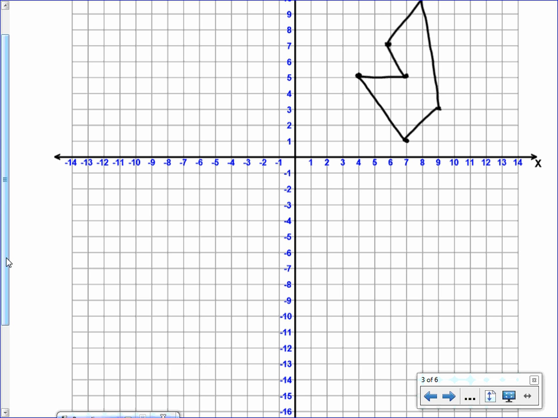Okay, so if our first point is 4, -5, we go over 4, down 5. We have to find that negative. If we put it at positive 5, we'd just be at the exact same spot we were with our first shape. Okay, and then we have 7, negative 1.